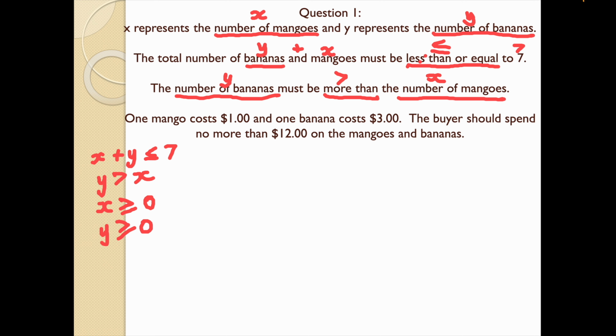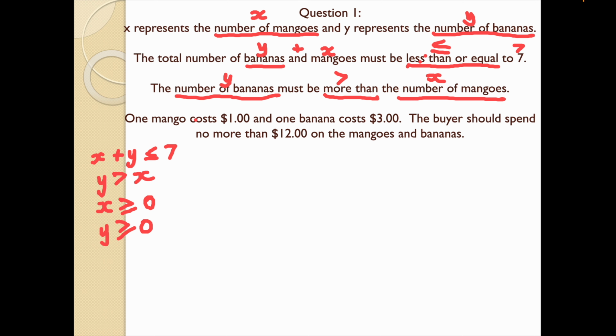Yeah. So just to summarize, we're saying the number of mangoes and the number of bananas must be less than or equal to 7. So that's literally what this sentence says. X represents the number of mangoes and Y represents the number of bananas. Okay? Now it says the total number of bananas, which would be Y, and mangoes must be less than or equal to 7. Literally our first line here. And then it says the number of bananas, Y, must be more than the number of mangoes, X. Okay? So let's try it for this one now.